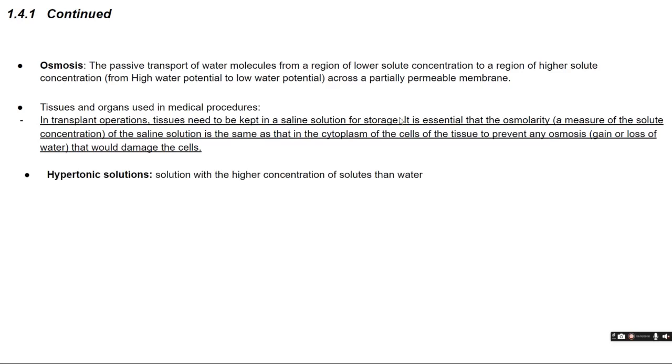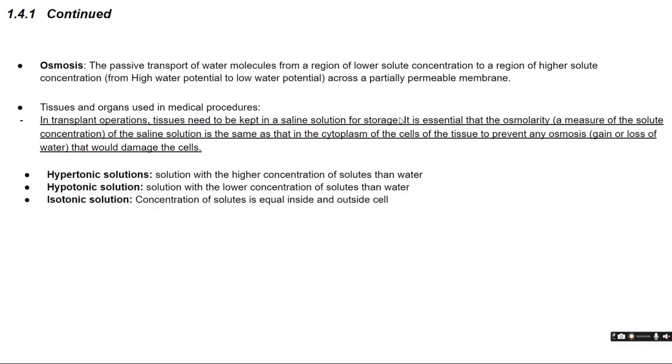And we have three types of solutions. Hypertonic solutions are solutions with a higher concentration of solutes than water. A hypotonic solution is a solution with higher concentrations of water than there is solutes. And an isotonic solution means equal concentrations of both water and solutes, and an equal concentration of solutes on both sides.